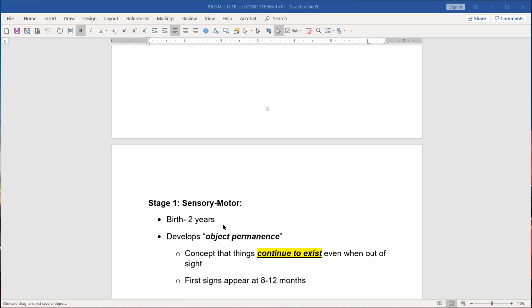You're going to notice that these stages have kind of peculiar names. So let me give you some tips on how to remember what this stage is all about. Sensory motor stage is all about sensation, which is what sensory pertains to. Motor refers to movement, using the muscles.